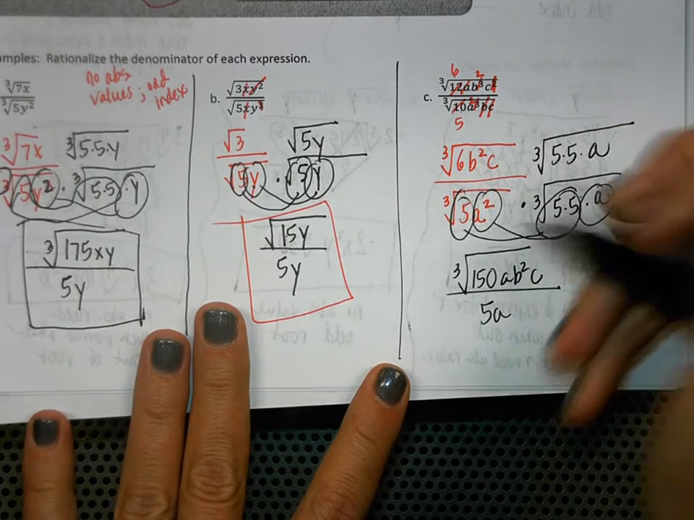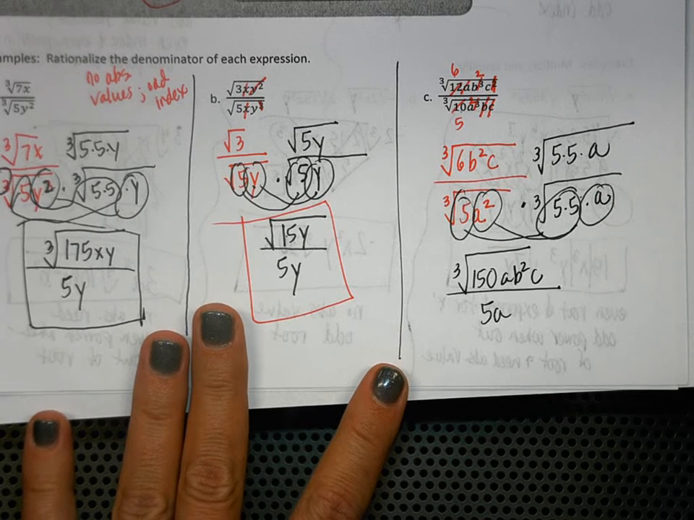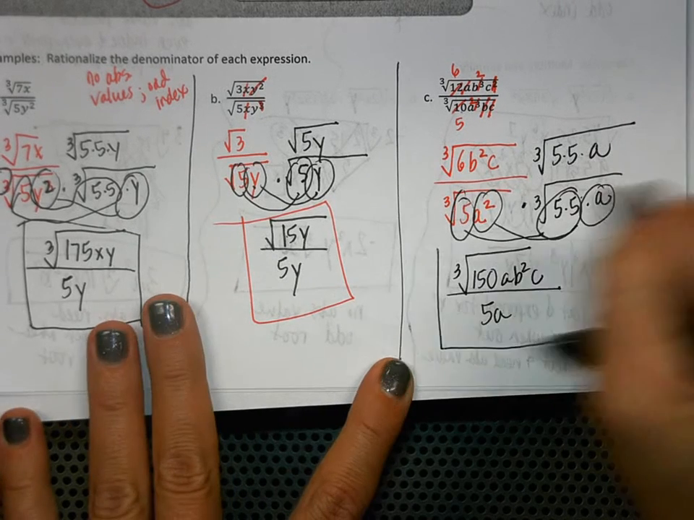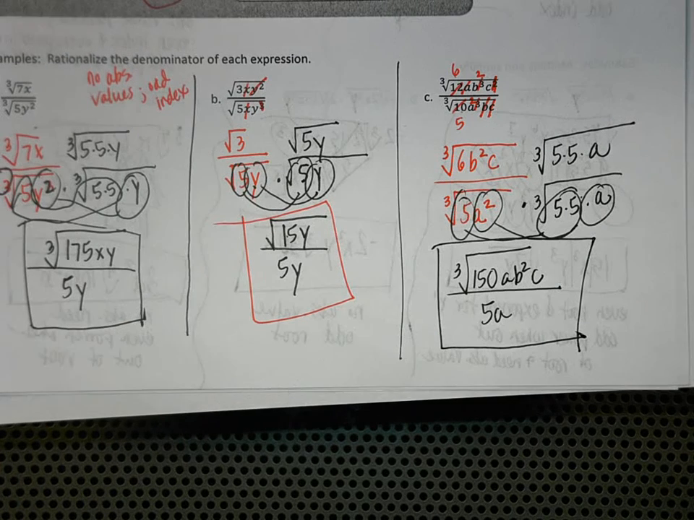And then again, why can't I reduce these? Very good. They either both have to be under a root or both outside of the root in order to reduce. Okay, so that's your final answer. Questions?